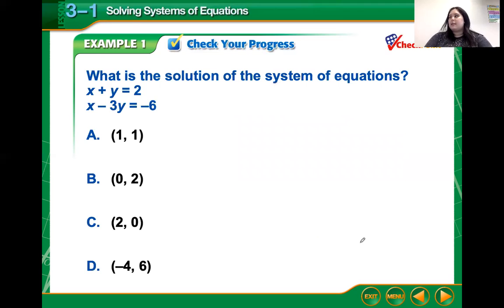Let's take a look at this problem and see if you can solve it. You can get a table together, you can graph it, or use a method that you do know.